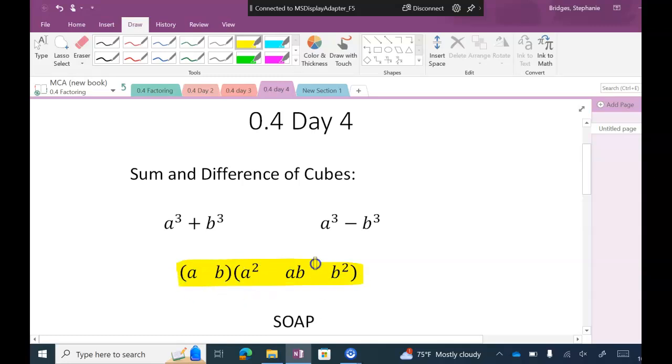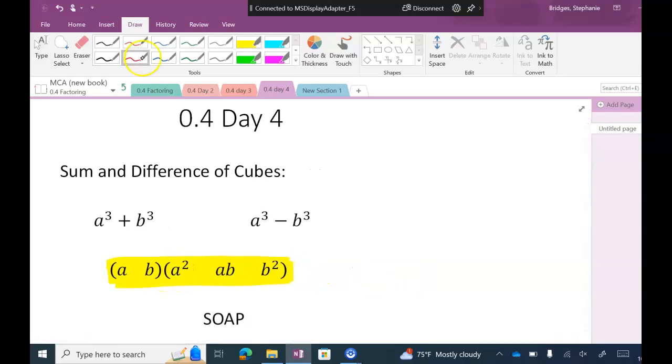So it's going to be a and b in your first parenthesis. And then in your second parenthesis, it's going to be a squared, a times b, and b squared. We'll talk about in just a second where we get a and b from. And then that word SOAP is going to help us place our signs in the end.